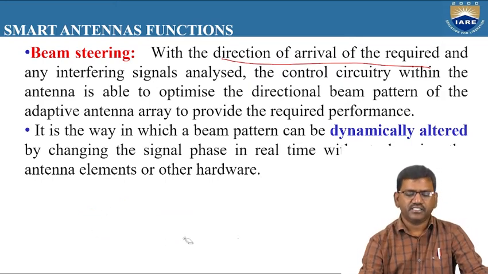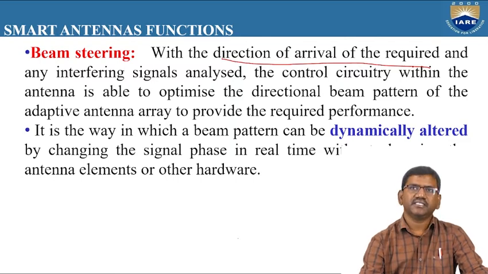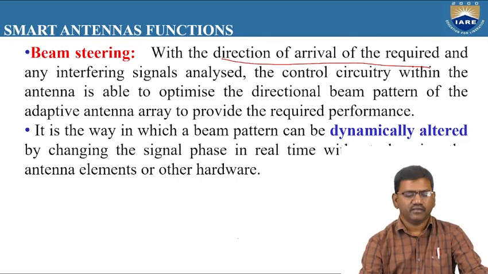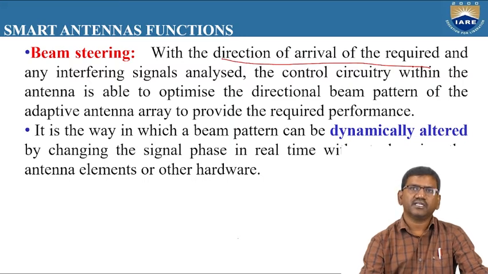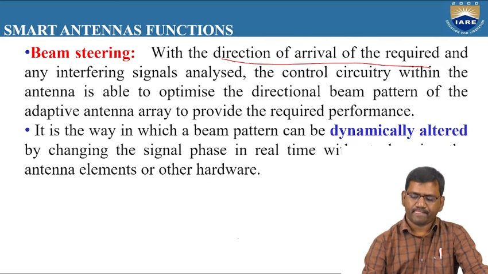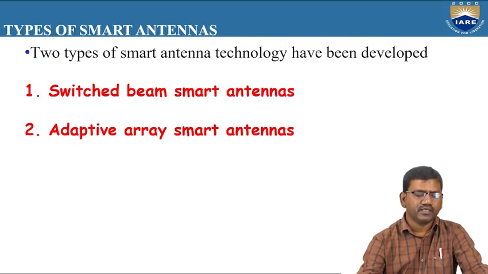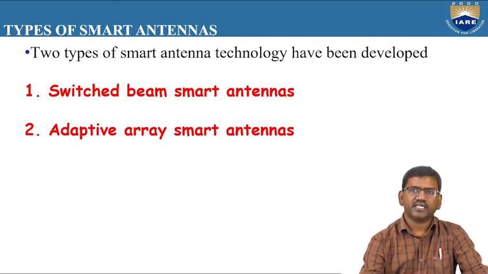It is a way in which a beam pattern can be dynamically altered by changing the signal phase in real time without changing the antenna elements or other hardware. So two types of smart antenna technology have been developed. One is switched beam smart antennas. The other one is adaptive array smart antennas.